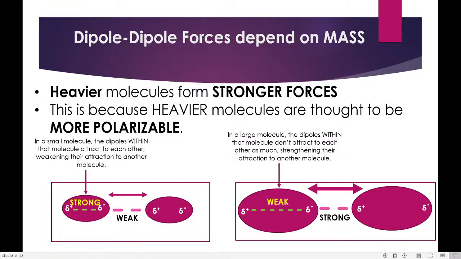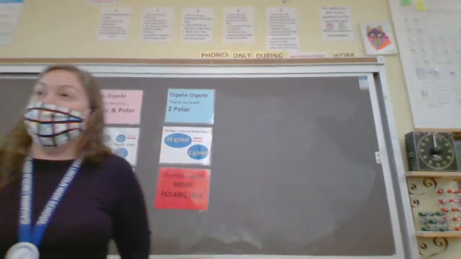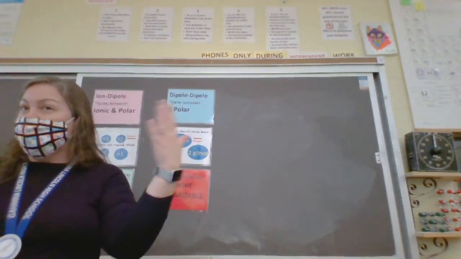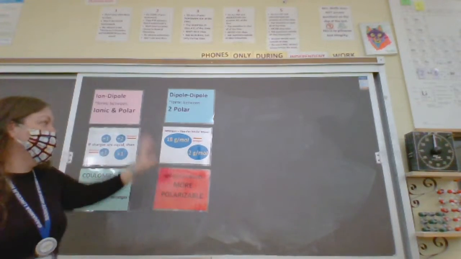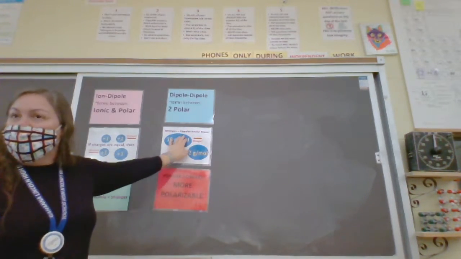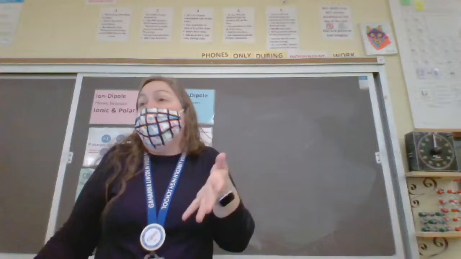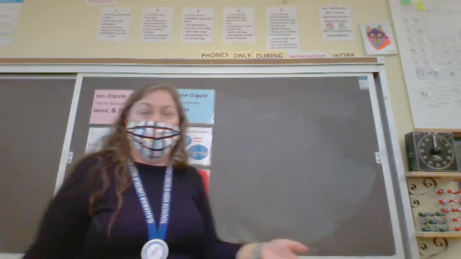Okay, I've got one more thing here. That's what the word more polarizable is here for, right? But one more thing. Do you remember yesterday we talked about isomers? And that's two different chemicals, but they have the same formula, and that would mean that they have the same mass. So how are you supposed to compare their dipole-dipole forces in that case?